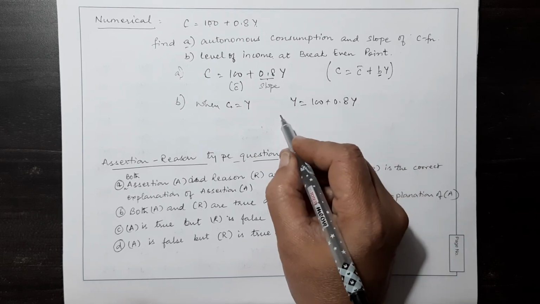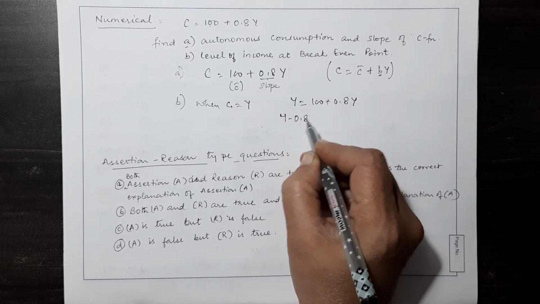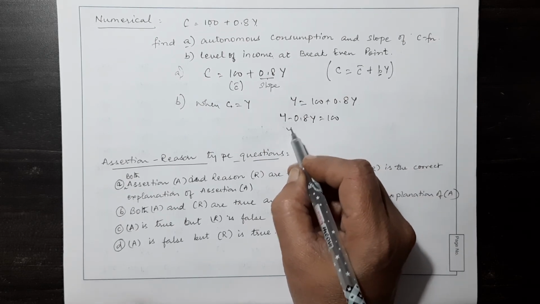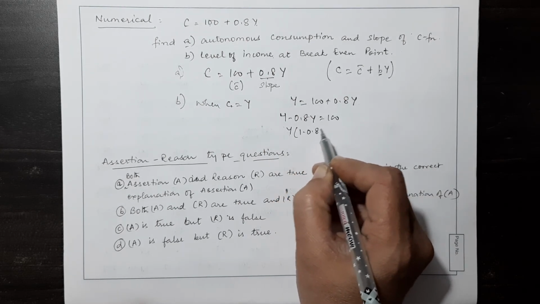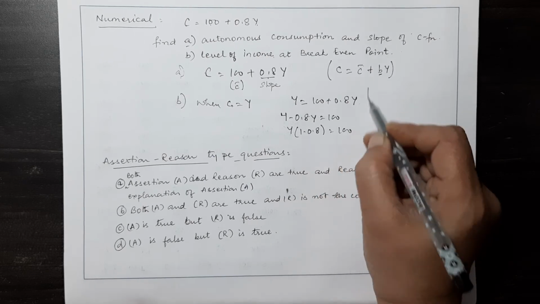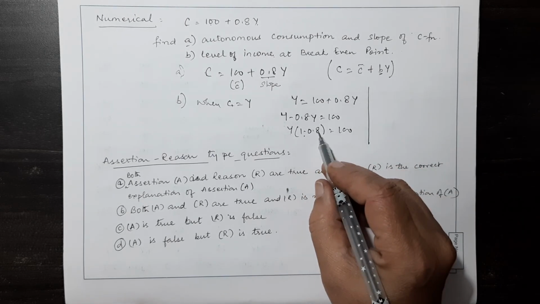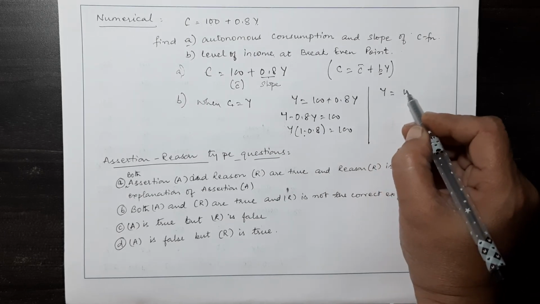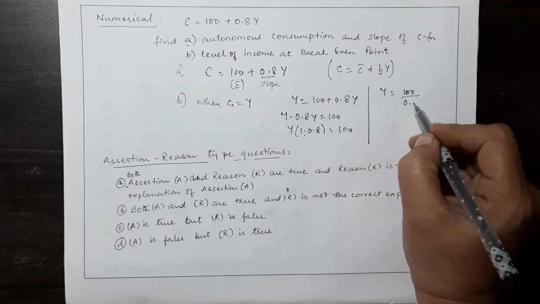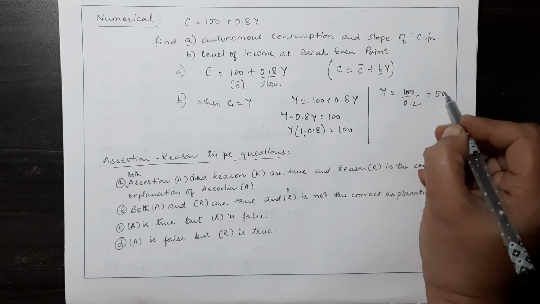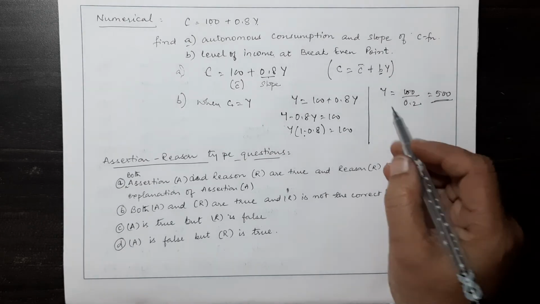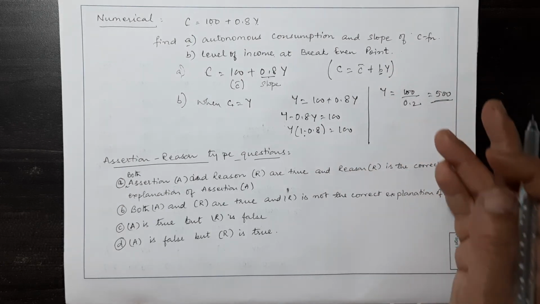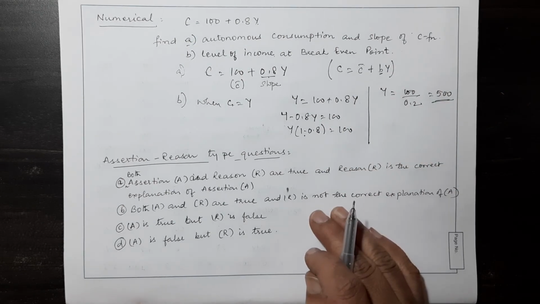Now you bring it over here. So this becomes Y minus 0.8y is equal to 100. And when you solve it, you get Y into 1 minus 0.8 is equal to 100. And you further solve it, you get 0.2. And this 0.2 goes down. So Y will be equal to 100 by 0.2, which is equal to 500. So that's how you find the level of income at break-even point. This was one of the problems on consumption function.